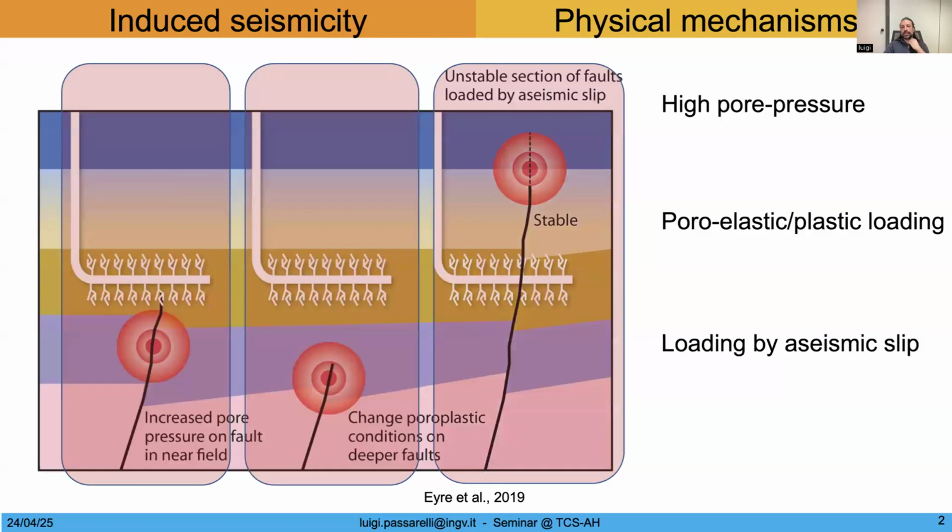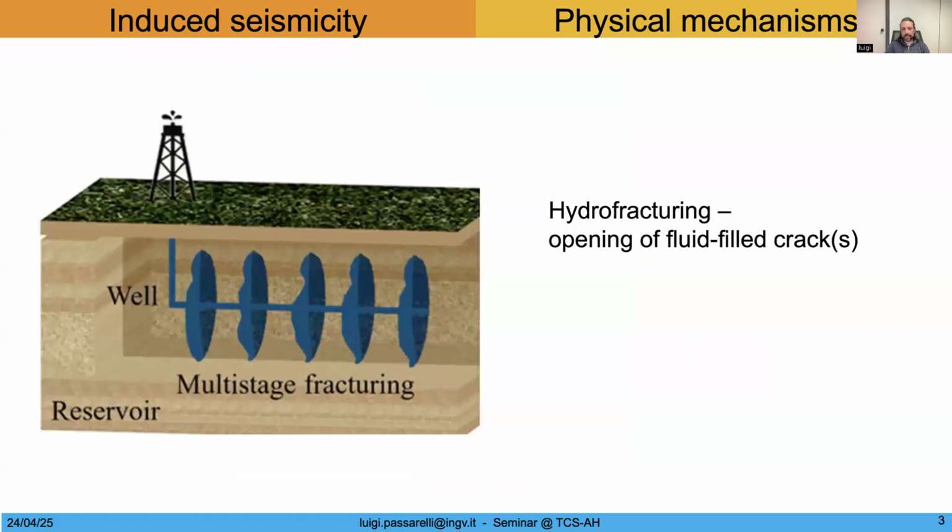Lately, in the last couple of decades, it has been proposed that also fluid-induced aseismic slip on faults, with a process that is not exactly fully clear, but there is a lot of research going on. I'm not gonna focus in this presentation on poroelastic loading, and there is a fourth mechanism that usually is a bit overlooked, at least in what I saw in induced seismicity, which is hydrofracturing. So opening of fluid-filled cracks that in turn can generate seismicity.